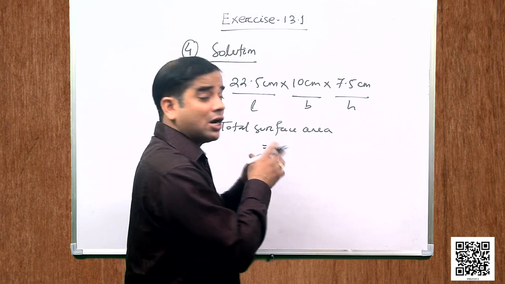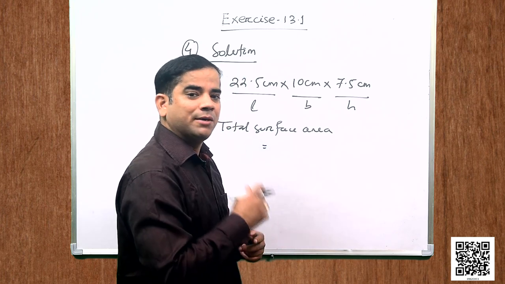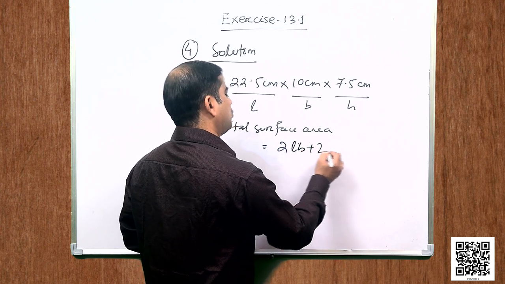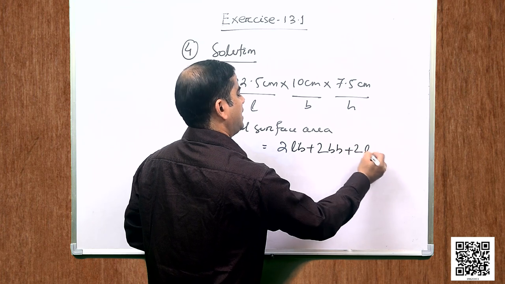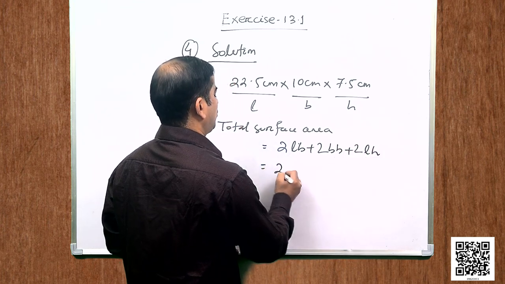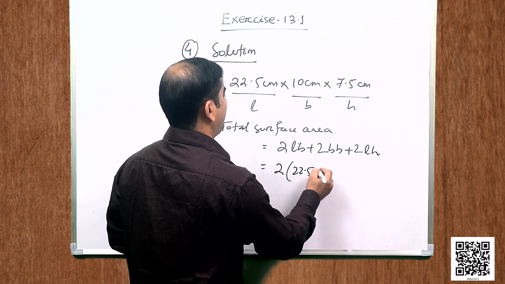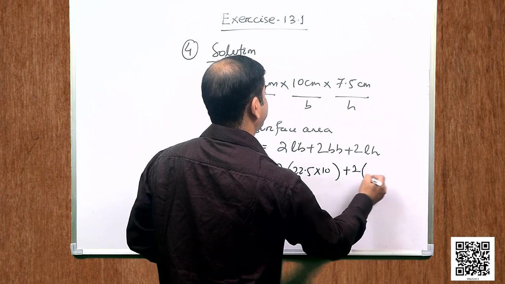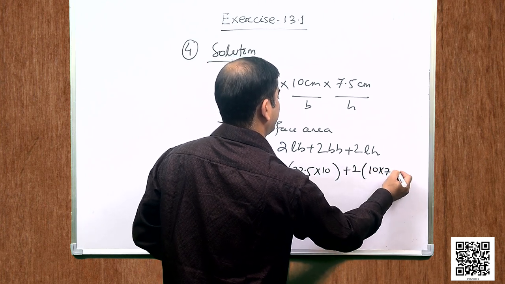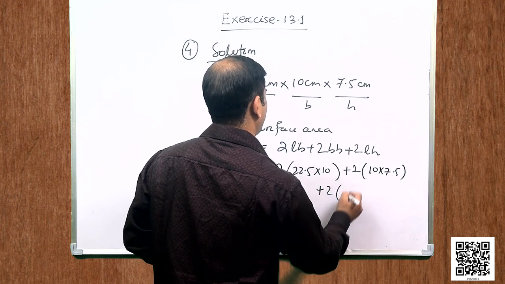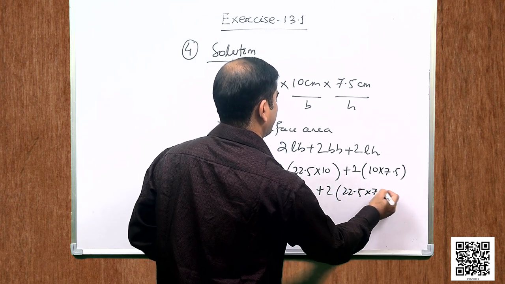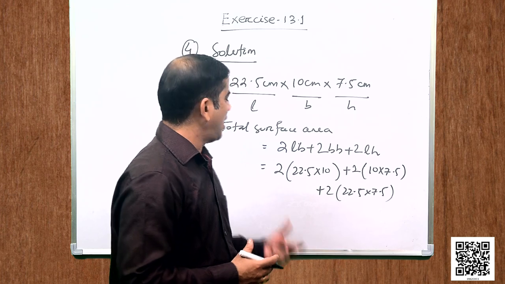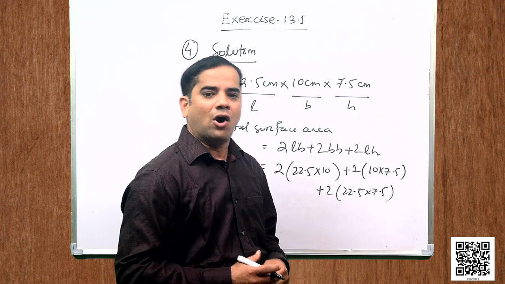So, we need to find out the total surface area of each brick, that is 2LB plus 2BH plus 2LH. That is nothing but 2 into 22.5 into 10 plus 2 into 10 into 7.5 plus 2 into 22.5 into 7.5. Okay. So, now we need to calculate and find out the total surface area of each brick.